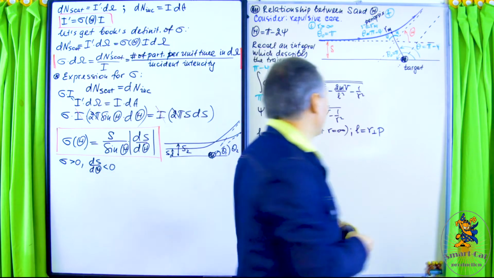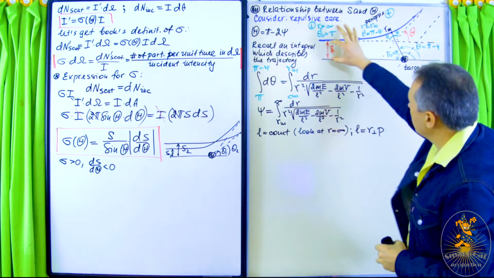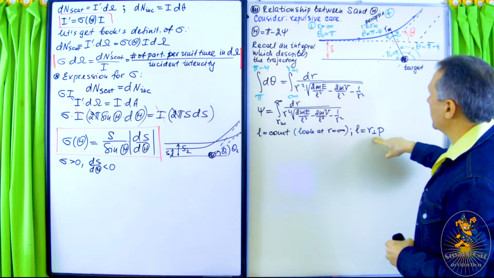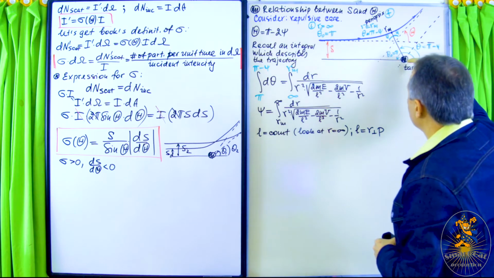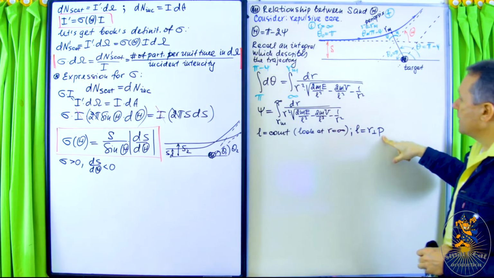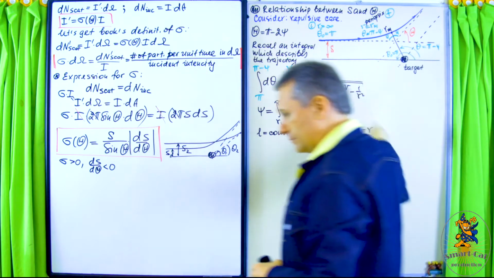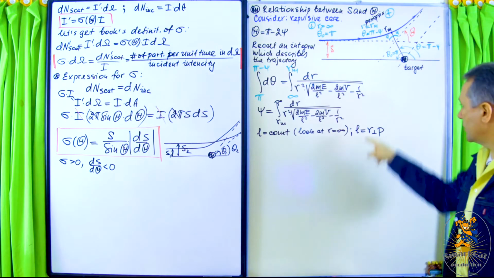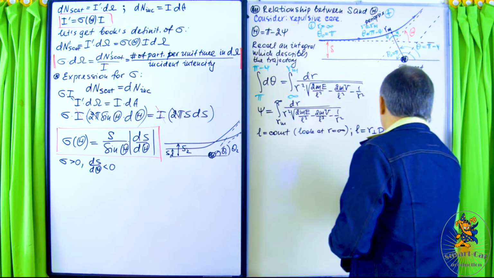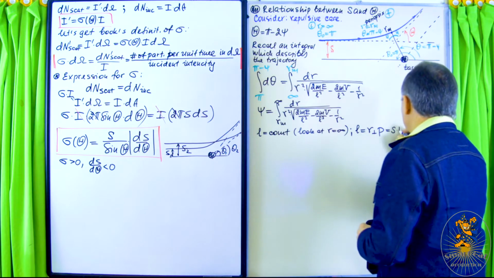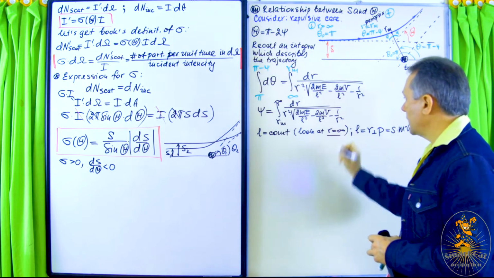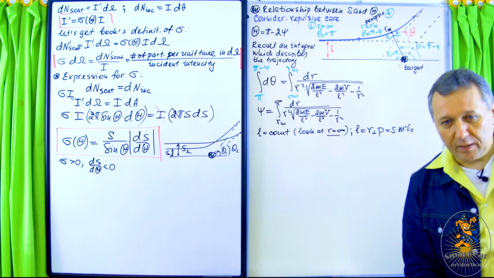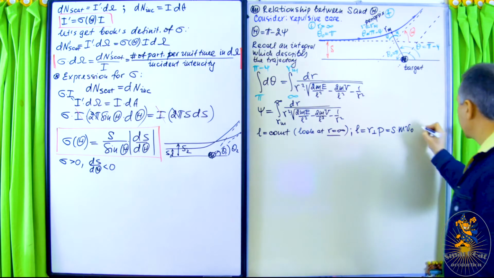R perpendicular times P, and of course at infinity. R perpendicular is this impact parameter, because R perpendicular is a distance between the line of motion and the origin, which of course is at the target. So R perpendicular is of course S, and P is mv naught, because we are at infinity, where the velocity is v naught. Of course, v naught is not given. We need to write it in terms of E, the total mechanical energy.